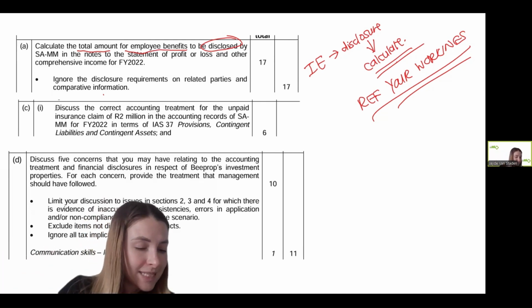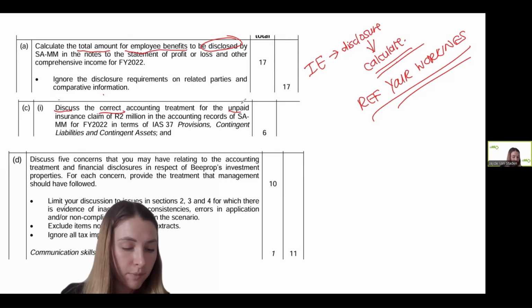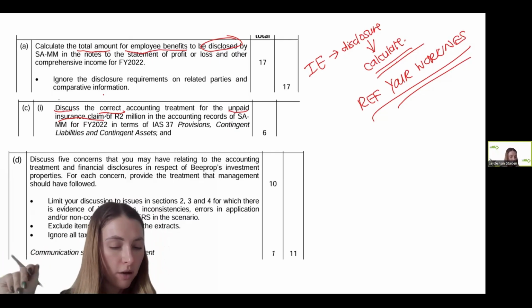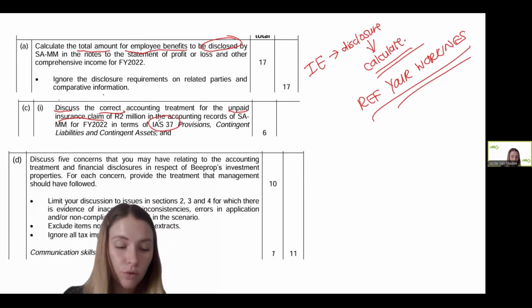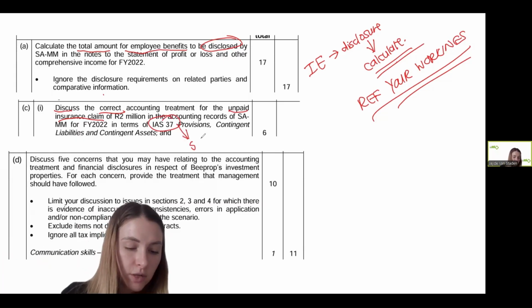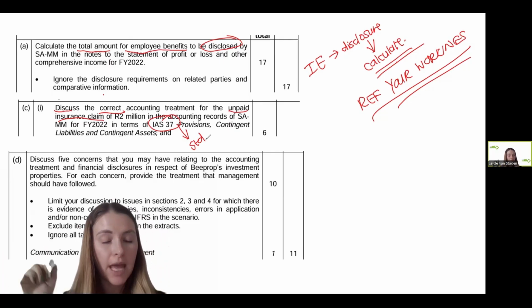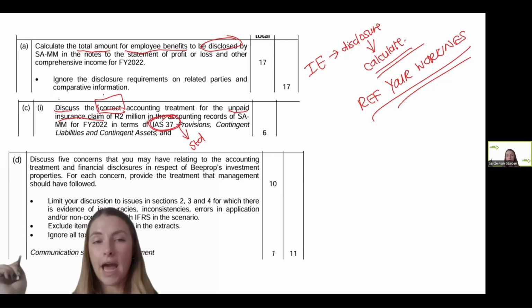Okay, the next one says discuss the correct accounting treatment for the unpaid insurance claim of 2 million in the accounting records of SAMM in terms of IAS 37. So they're telling you the standard that you need to discuss in terms of. They're saying, look at this unpaid insurance claim and tell me the correct accounting treatment looking at the standard.